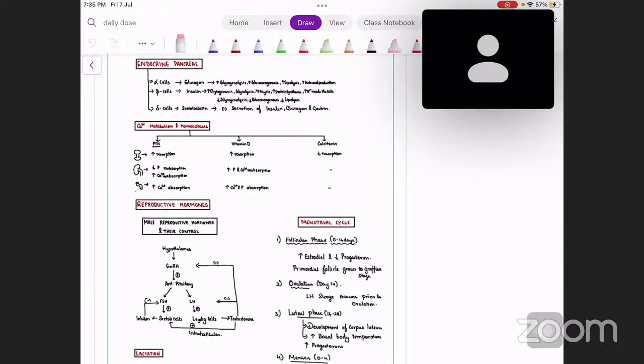Touch and pressure is carried by A beta. Gamma motor neuron, A gamma. Fast pain and temperature is A delta. Slow pain and postganglionic sympathetic is type C.